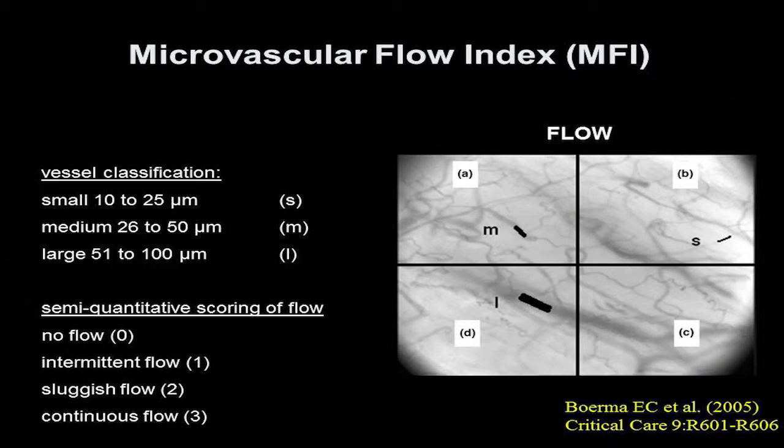This is an analysis that looks at flow. So the microvascular flow index is a semi-quantitative scoring system, and basically you take 4 quadrants, and in every quadrant you identify small, medium and large vessels, and for every vessel type you give a score for the flow, and then you average it for the 4 quadrants.